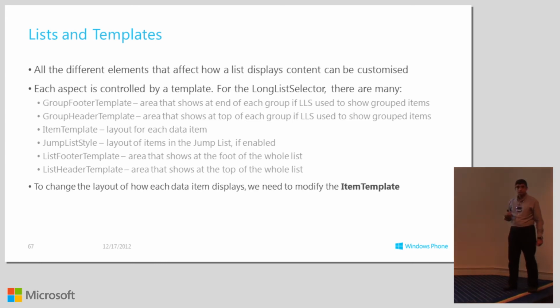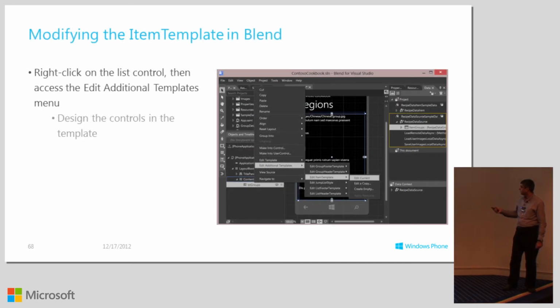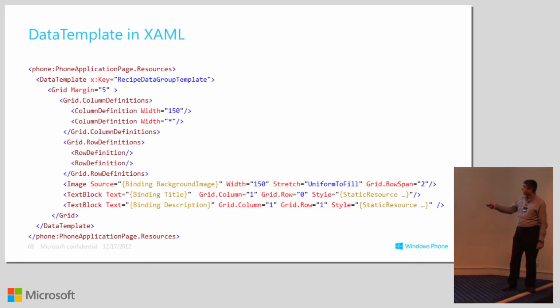And then you have templates which allow you to design the UI. So if you see here, I have the list, and then I can edit the item template. And then it allows me to provide content to the list box which makes up of individual elements, right? So if you see here, I have a data template which is made up of a grid, 2 columns and 2 rows.